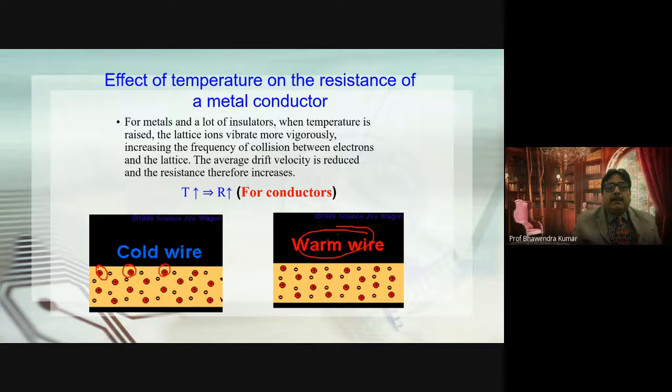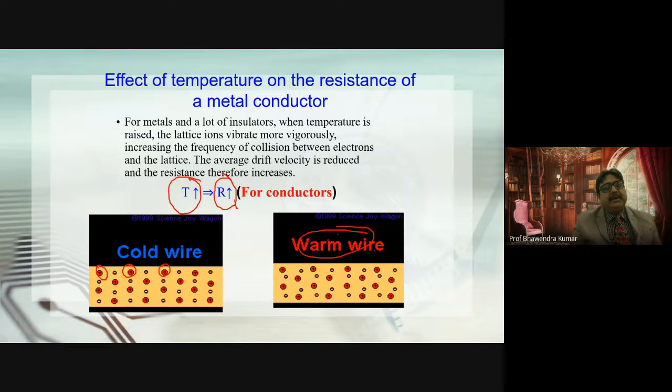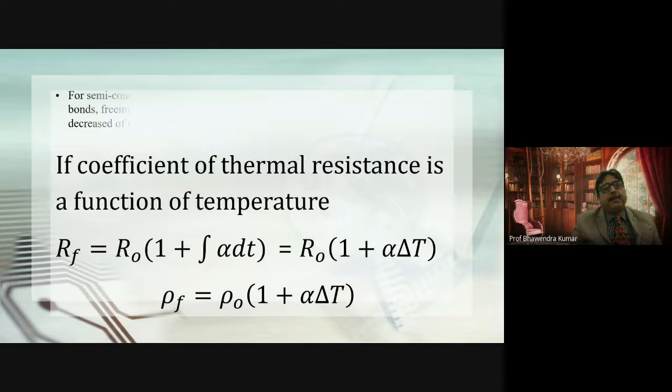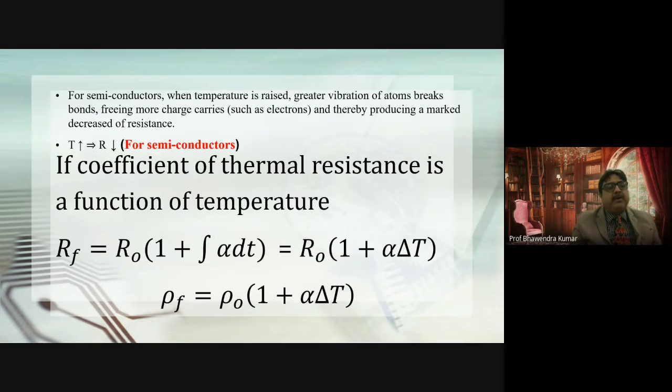Okay. So in the case of a warm wire, the probability of collision will be more, and we can say that as the temperature increases, the resistance will increase for conductors. Any doubt? Any problem? Very good. But for semiconductors, what do we notice? When the temperature is raised, the greater vibration of atoms breaks the bonds, and then more electrons are available. So when the temperature increases, the resistance decreases for semiconductors.